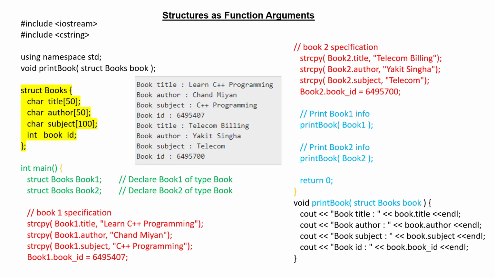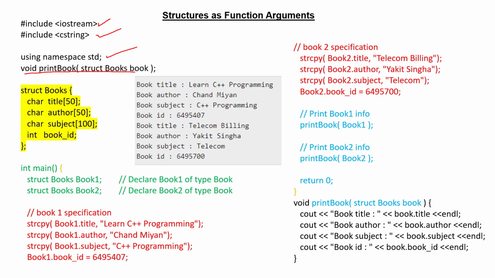Okay, let's see the same problem in a different way by using function arguments. The functions we learned in module 3, we'll use the same with the structures that we study here. So we have hash include iostream, hash include cstring, using namespace std. So we are putting void print book, struct books.